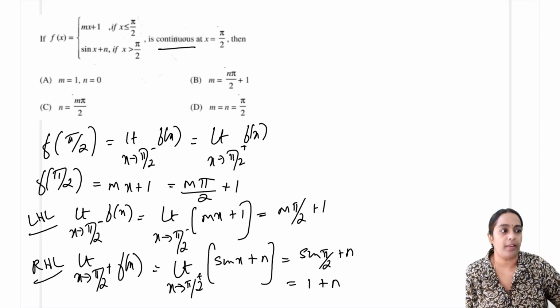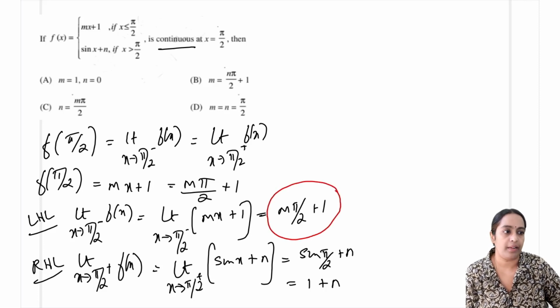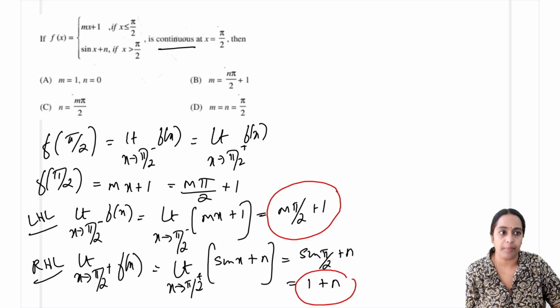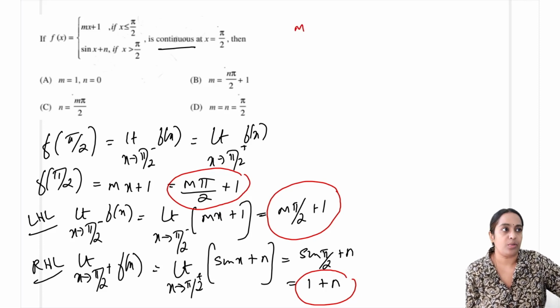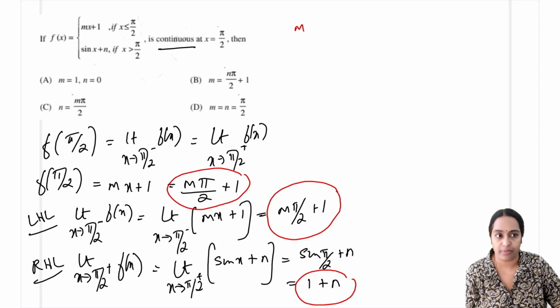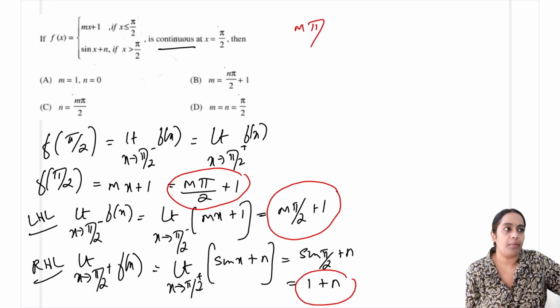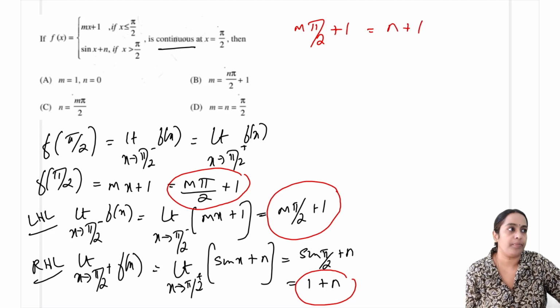So now I have the values. My left hand limit is m pi by 2 plus 1, my right hand limit is 1 plus n, and f of pi by 2 is m pi by 2 plus 1. I can equate them and find the relation connecting m and n, because the function is continuous, so all three are equal. So m pi by 2 plus 1 is equal to n plus 1. So n is going to be equal to m pi by 2.